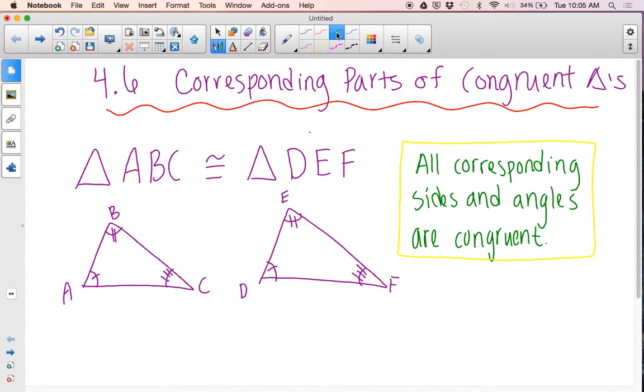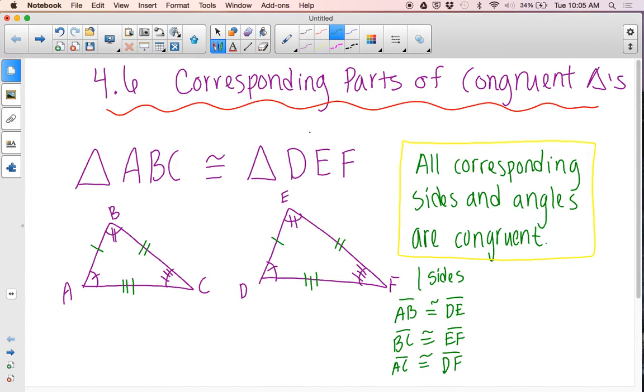Now, the same goes with the sides. I know side AB corresponds with side DE, so they're congruent. Same thing with BC and EF, and same thing with AC and DF. So if I wanted, I could write all of my congruence statements for all of the corresponding parts. So for my sides, I would know that side AB is congruent to side DE. I would know that side BC is congruent to side EF. And I would know that side AC is congruent to side DF.